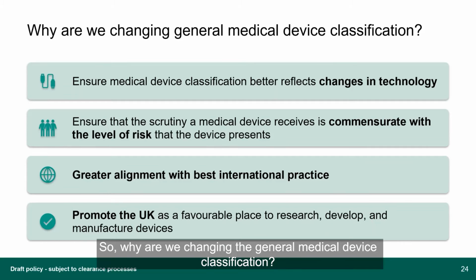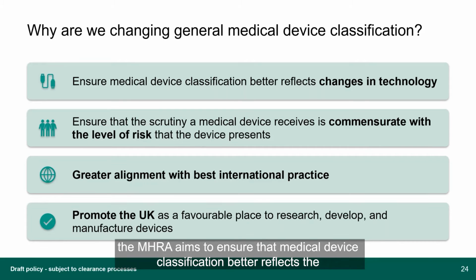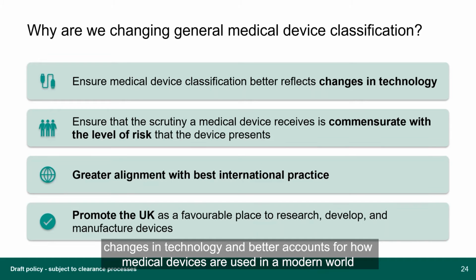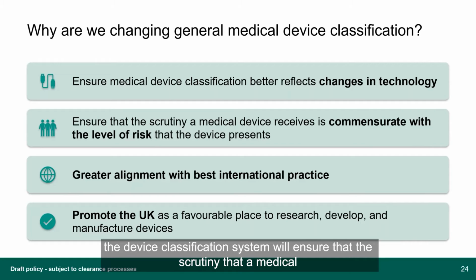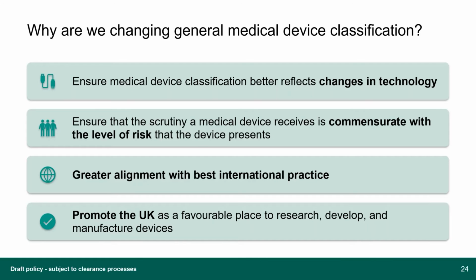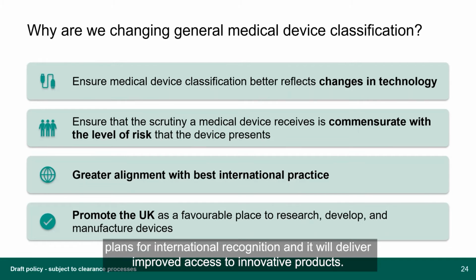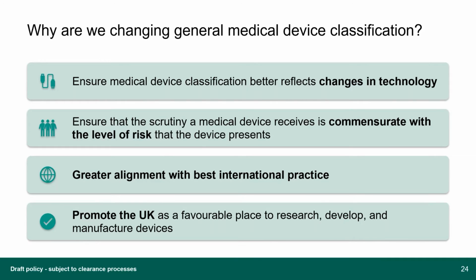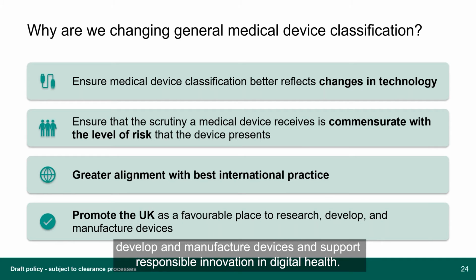So why are we changing the general medical device classification? Well, by amending the UK MDR, the MHRA aims to ensure that medical device classification better reflects the changes in technology and better accounts for how medical devices are used in a modern world, including the level of invasiveness and potential toxicity of certain devices. The changes that we make to the device classification system will ensure that the scrutiny that a medical device receives is commensurate with the level of risk that the device represents, and it will ensure the safety of devices for users in the UK. Greater alignment with best international practice will support our upcoming plans for international recognition, and it will deliver improved access to innovative products. We'll also promote the UK as a favourable place to research, develop and manufacture devices and support responsible innovation in digital health.